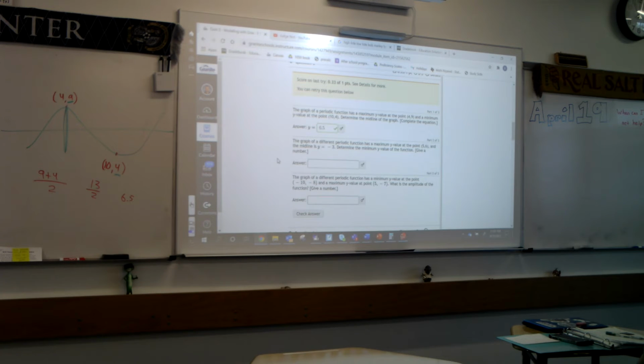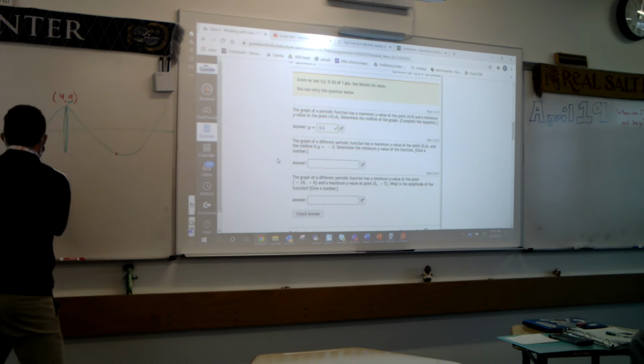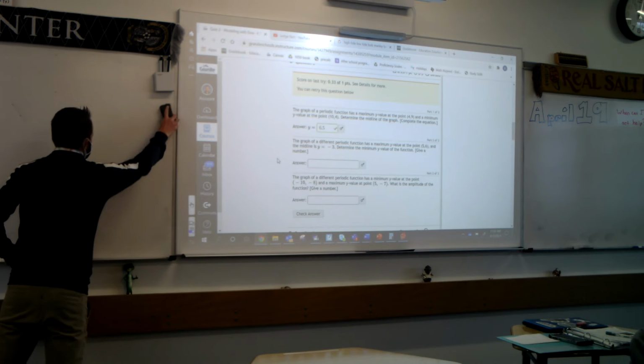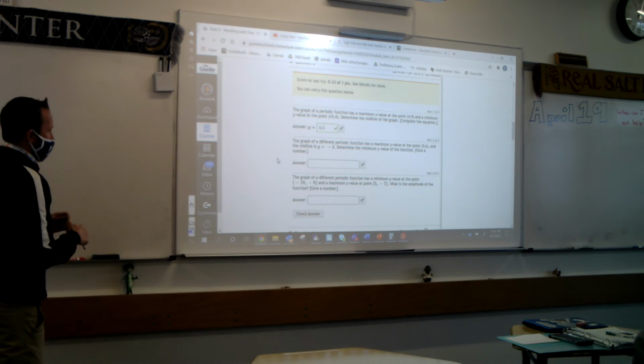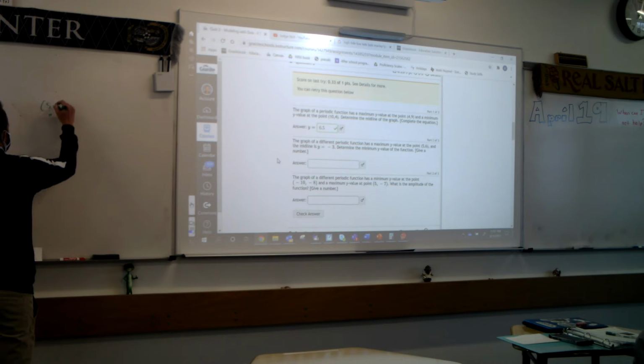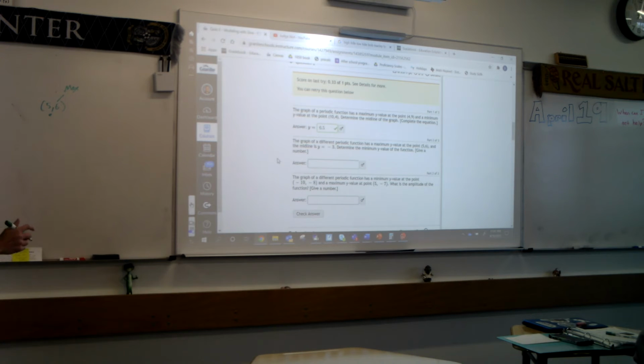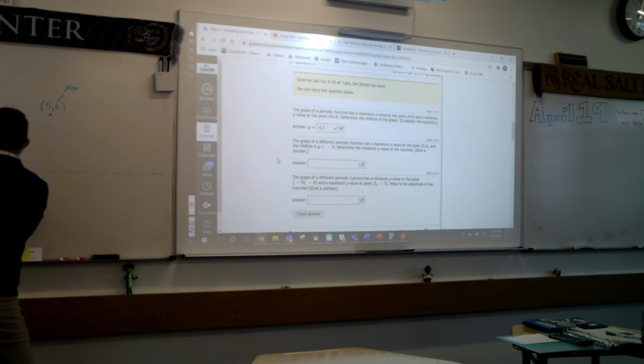The graph of a different periodic function has a maximum y value at the point (5, 6), and the midline is y equals negative 3. Determine the minimum y value of the function. Okay, notice it said a different graph, so that means this one is gone. The first point is the maximum. So I'm going to have this point right here, which is (5, 6), and that is going to be my maximum value, 6. Now the midline is all the way down here at negative 3.